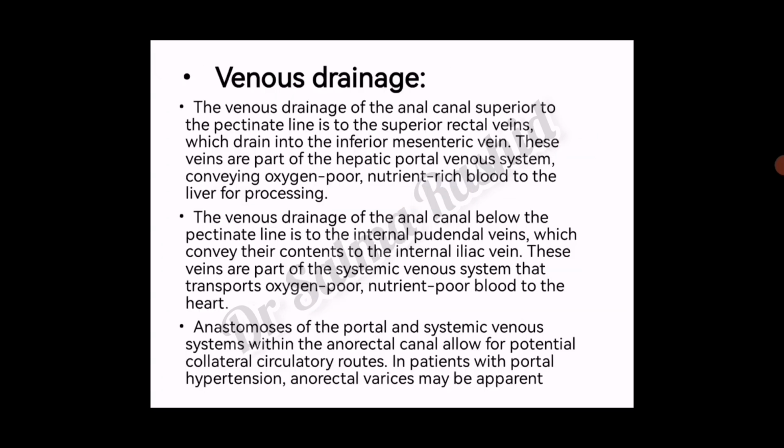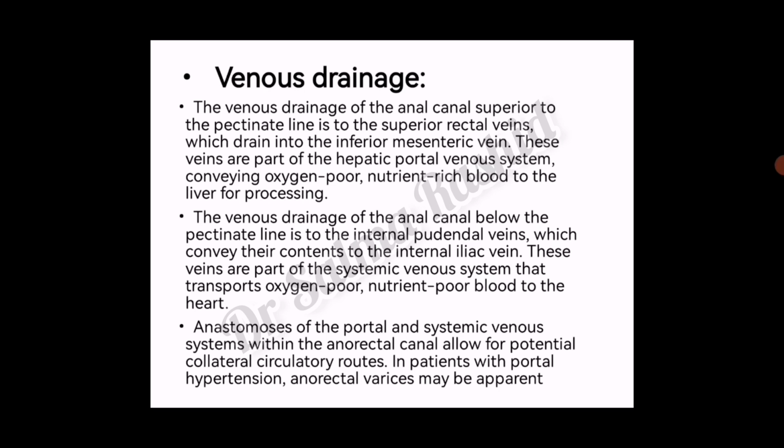The venous drainage of the anal canal superior to the pectinate line is to the superior rectal vein, which drains into the inferior mesenteric vein. These veins are part of the hepatic portal venous system, conveying oxygen poor but nutrient rich blood to the liver for processing. The venous drainage of the anal canal below the pectinate line is from the internal pudendal veins, which convey their content to the internal iliac veins. These veins are part of the systemic venous system that transports oxygen poor, nutrient poor blood to the heart.